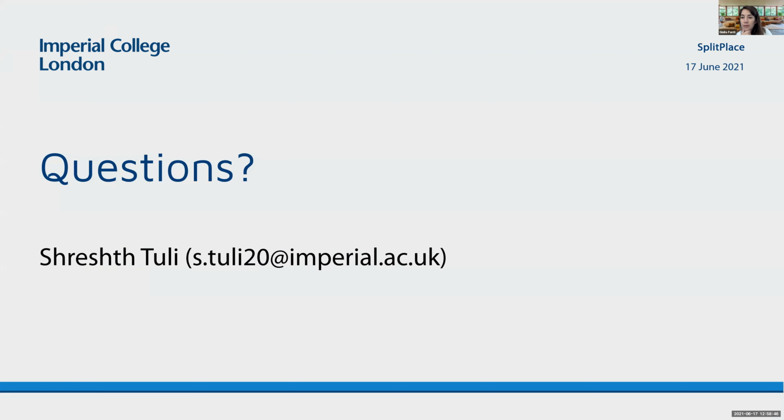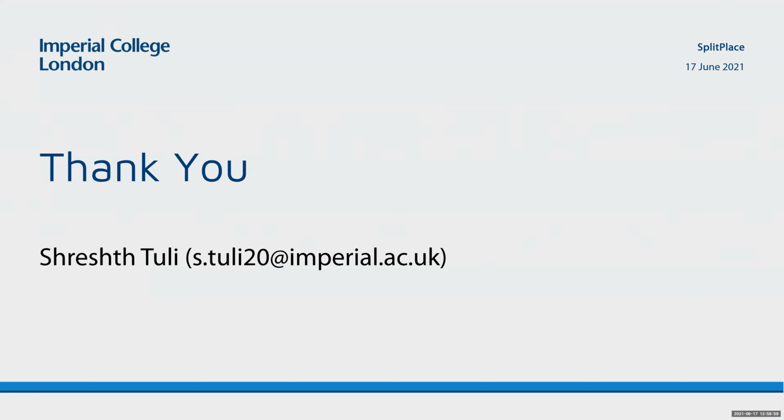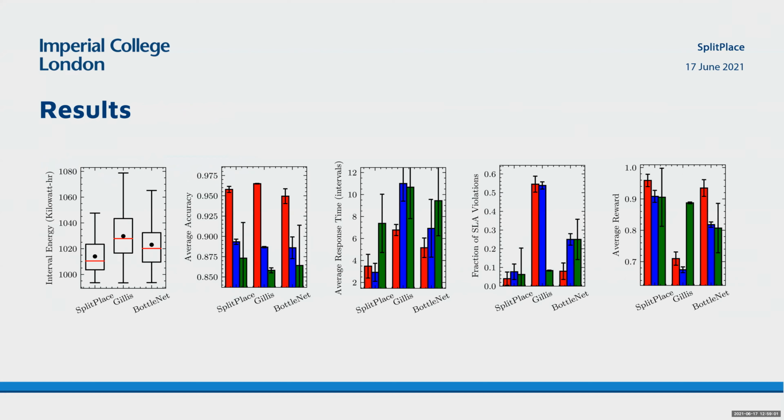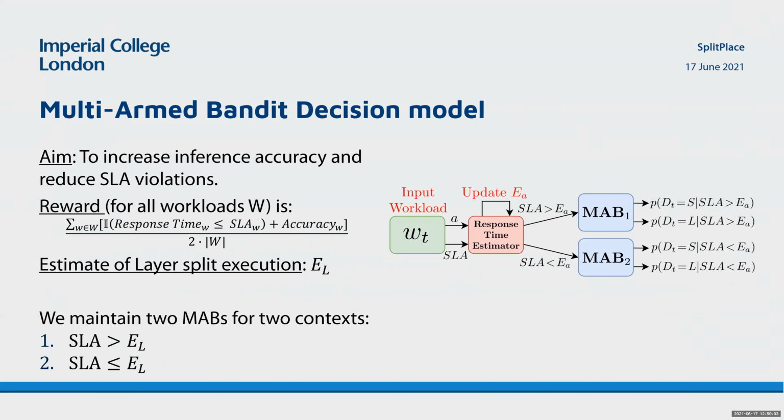Shailesh? Sorry, in the slide where you showed the two contexts for the two multi-armed bandits, could you explain what is A there and how do you compute the estimate EA? So you're mentioning this slide? Yeah. Okay, so what is happening here is very straightforward.